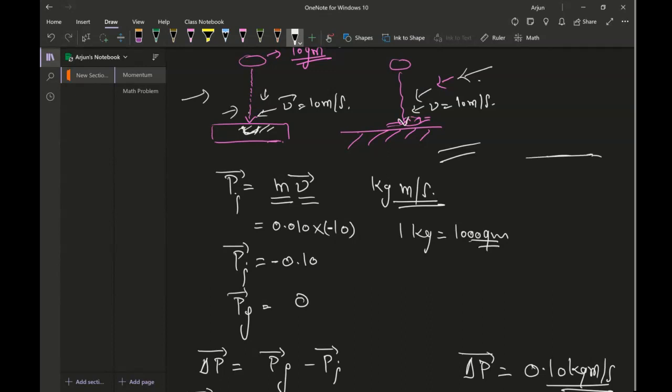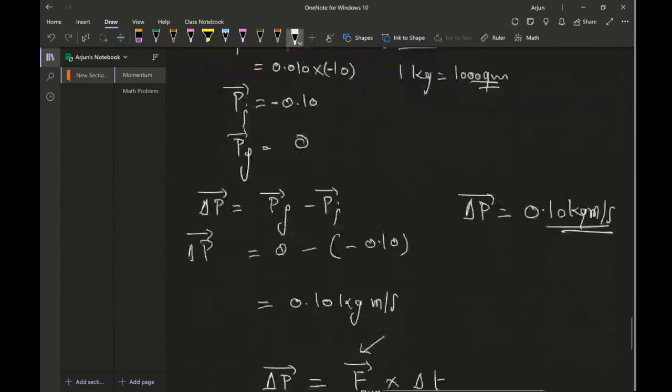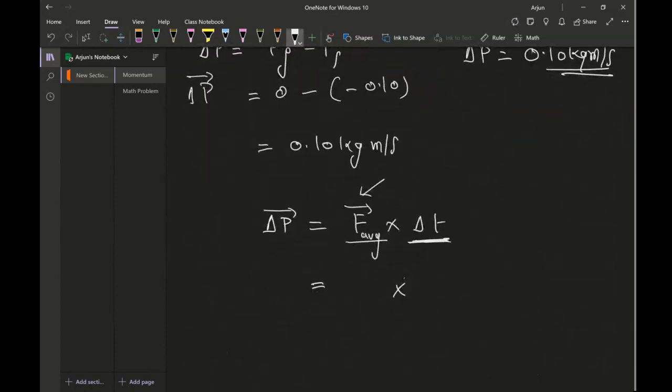Okay, because this bed is really soft, once you throw the egg and it is about to strike the ground, it will strike it, but because the bed is so soft, the egg will come to rest over a period of time. Let's say that period of time is 1 second, and now you multiply this time period with the average force, and delta P is 0.10 kg m/s.